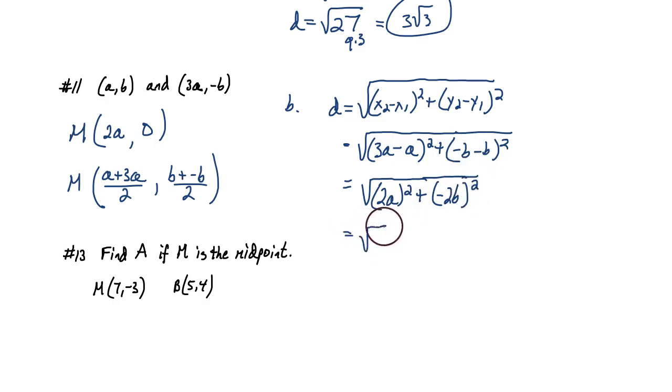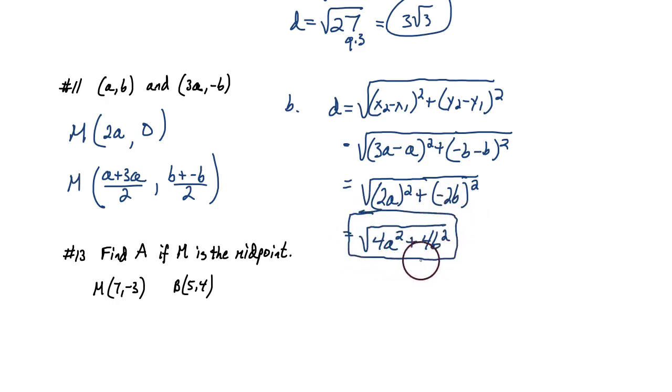Next step. 2a squared makes 4a squared. Negative 2b squared makes 4b squared. And here's one way to show the answer.